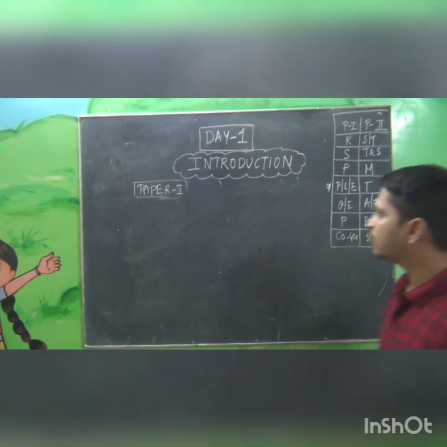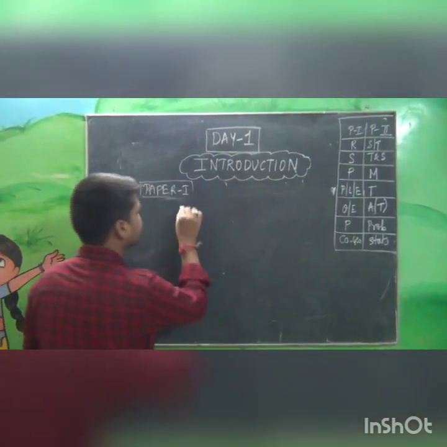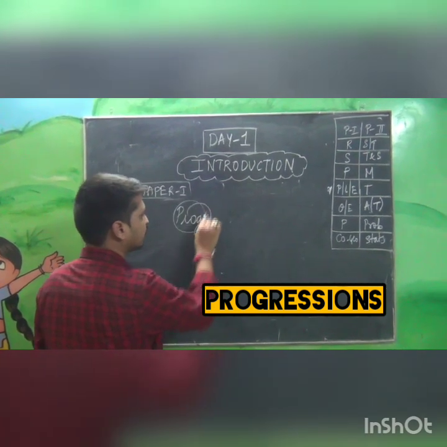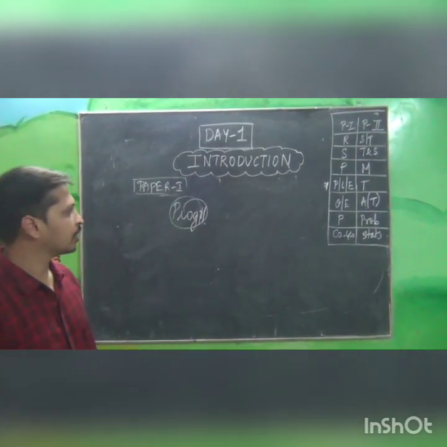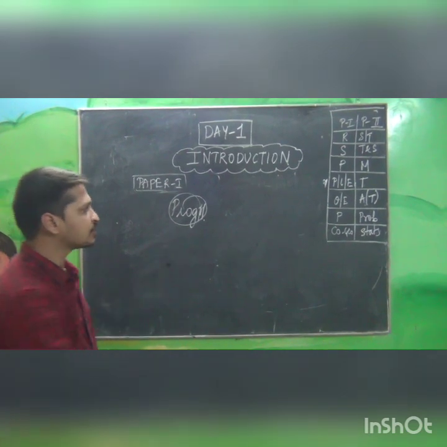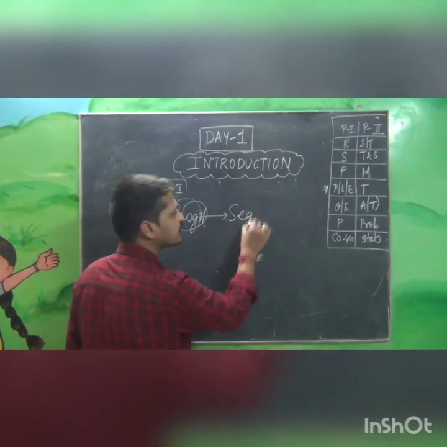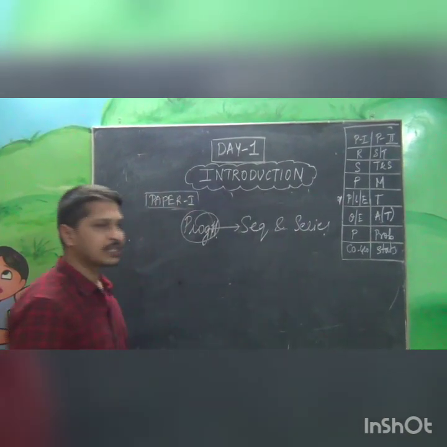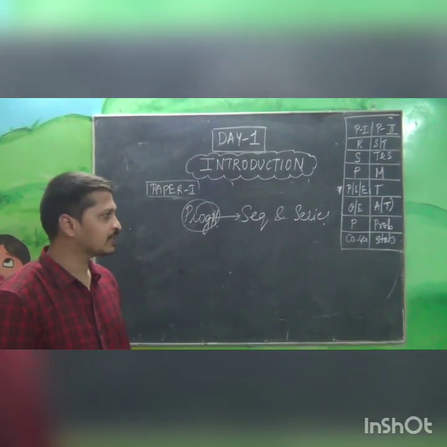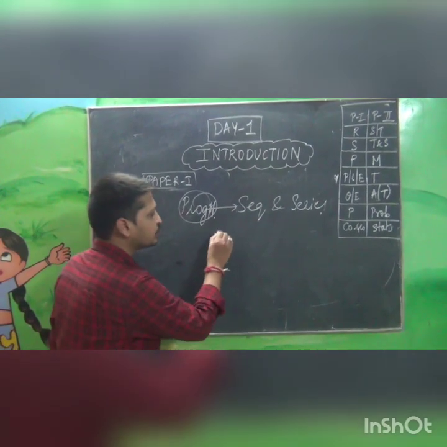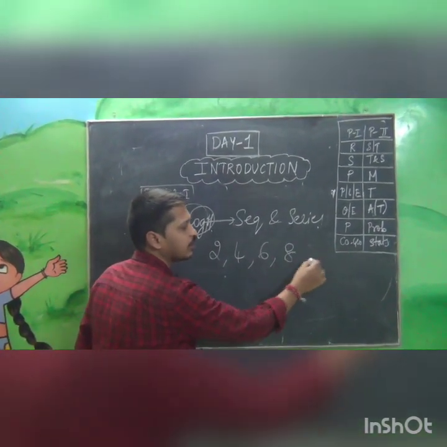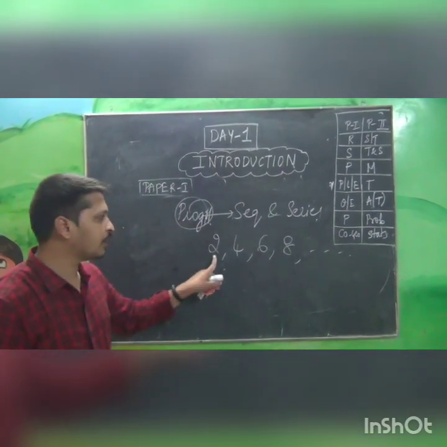One we have is progressions. In progressions we deal with sequences and series. Now let's take a small example. For a series I'll take 2, 4, 6, 8, and so on. If you observe, these are all even numbers.